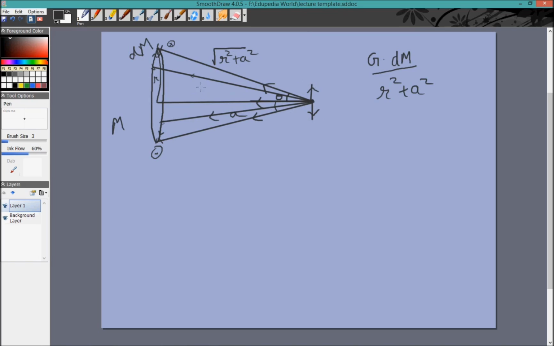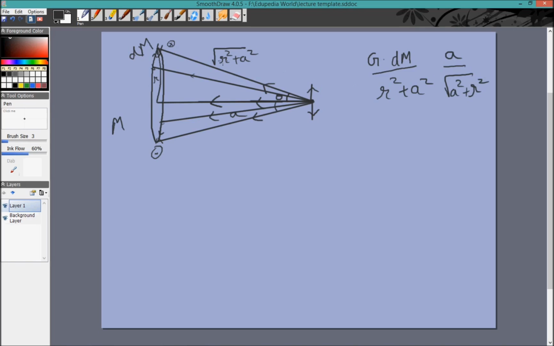So again, we see by symmetry as well that if every point attracts this point with a gravitational field in such a manner, then all these points will add up and give me a net gravitational field in this direction, because the perpendicular components will all cancel. So why don't we write the component in this direction and add them up? That will simply be this field multiplied by cos theta, right? Cos theta will be a by root of a square plus r square.